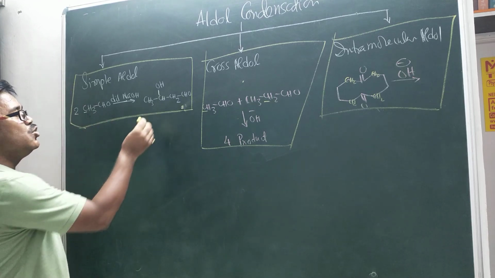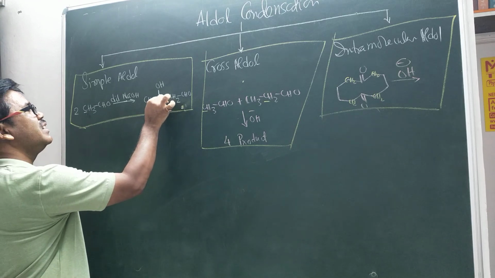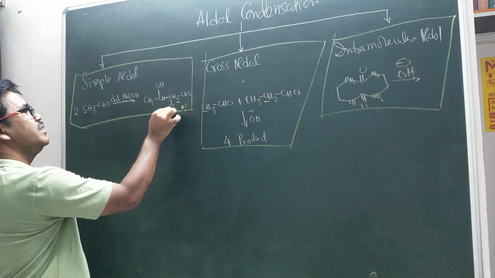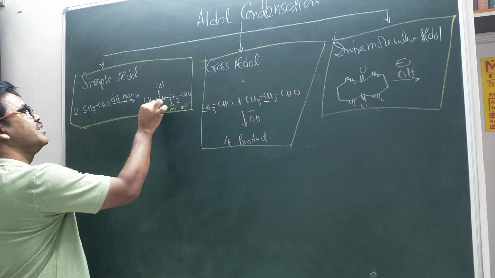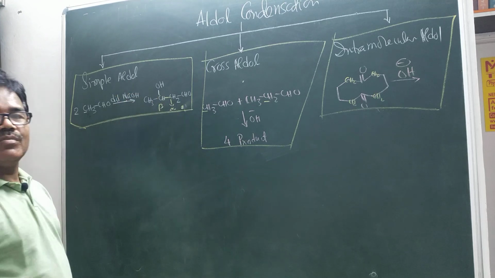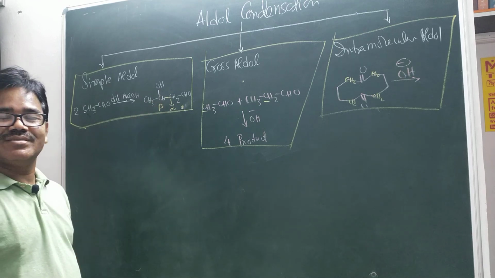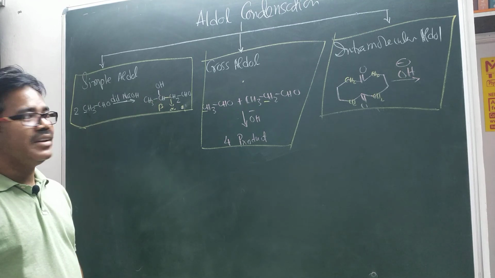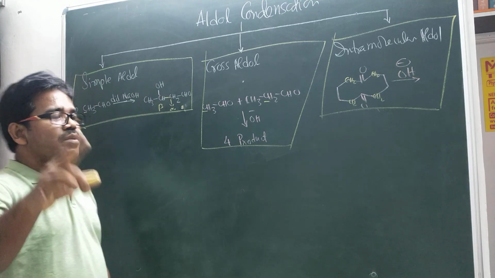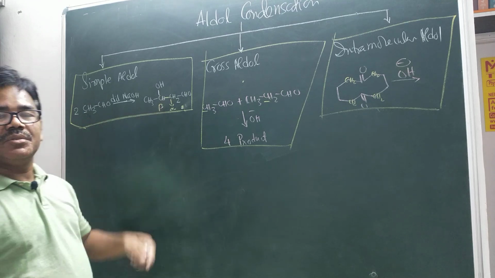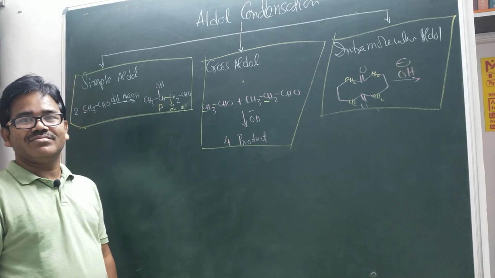And a new bond formation takes place between alpha and beta carbon. This carbon is alpha carbon. This carbon is the beta carbon. A new carbon-carbon bond formation takes place between alpha and beta carbons. Very important. New bond formation takes place between alpha and beta carbon in case of aldol condensation.